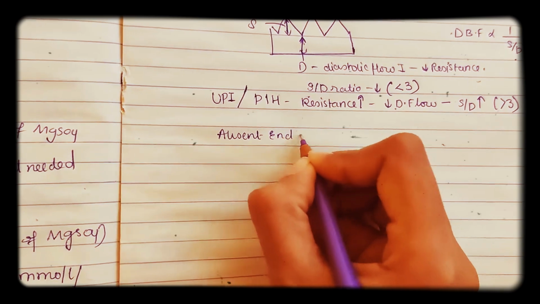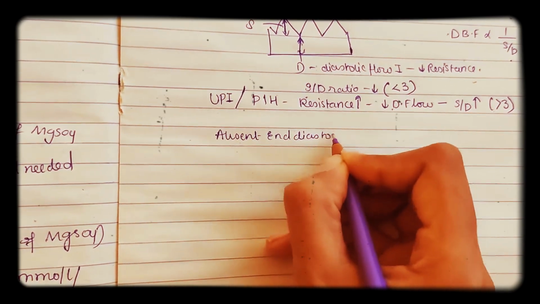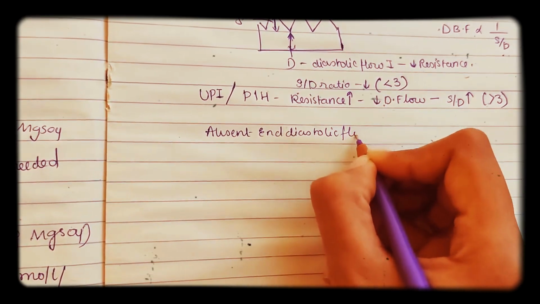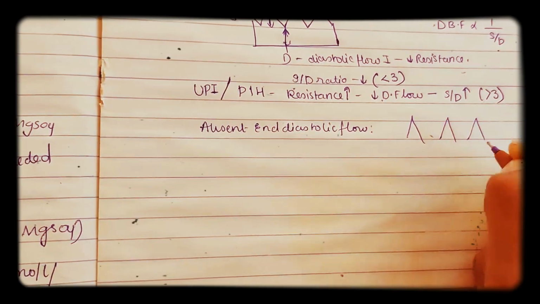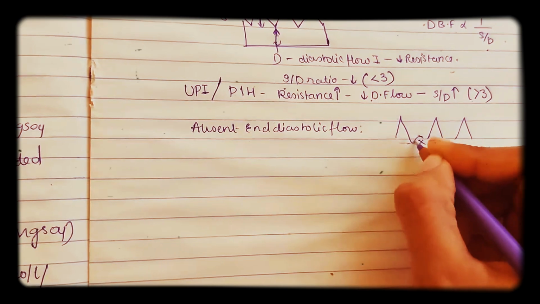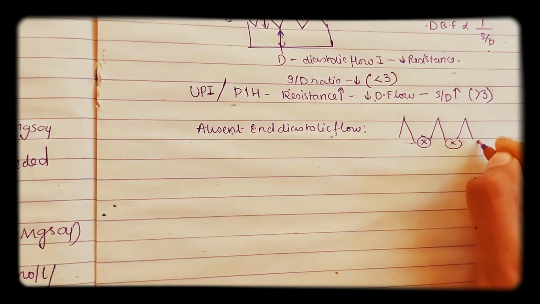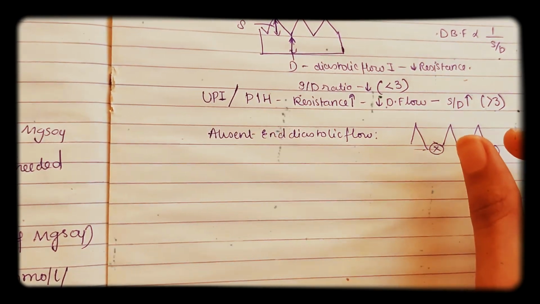end diastolic flow. So what is this? Absent end diastolic flow. Here the graph will be just like this. You can see the end diastolic flow is absent completely here. So that's why it is absent end diastolic flow.